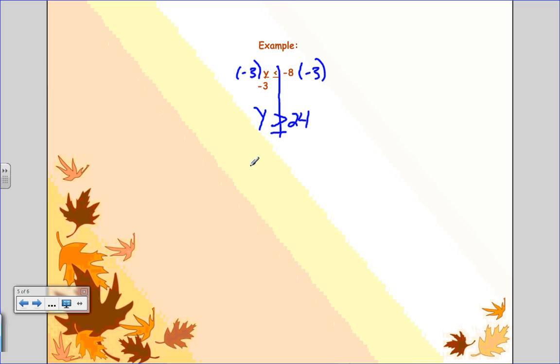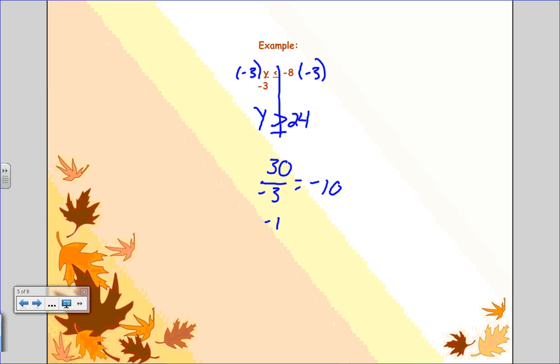So, again, I got to check this. So I need a number that's bigger than 24. But I don't want to pick just any number. Okay? I want to think about this. With the number I put in, I'm going to be dividing it by -3. So I might as well pick a number that's divisible by 3. So if I want something bigger than 24 that's divisible by 3, how about 30? Plug that in. 30 divided by -3 is -10.